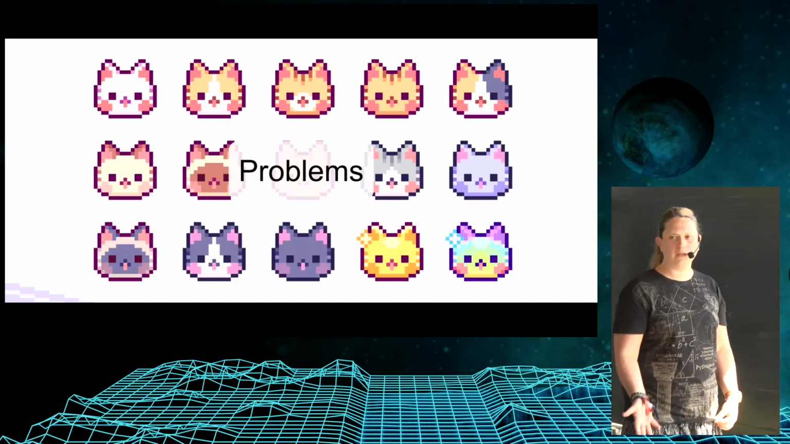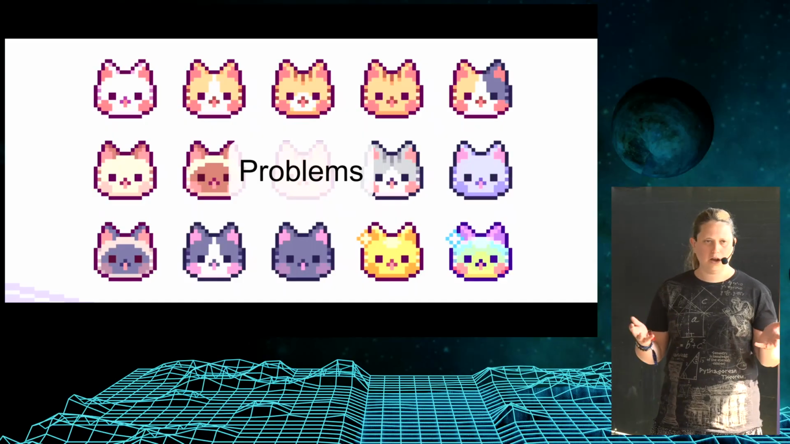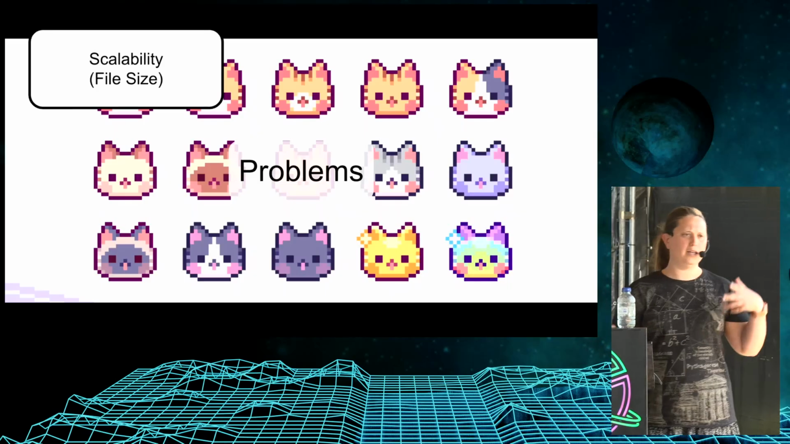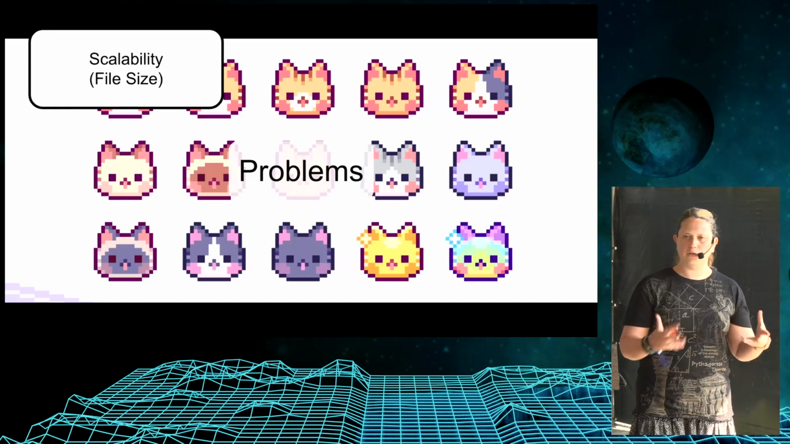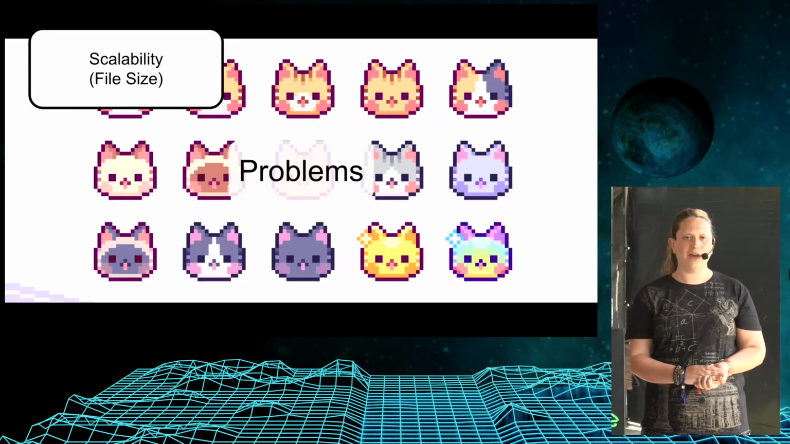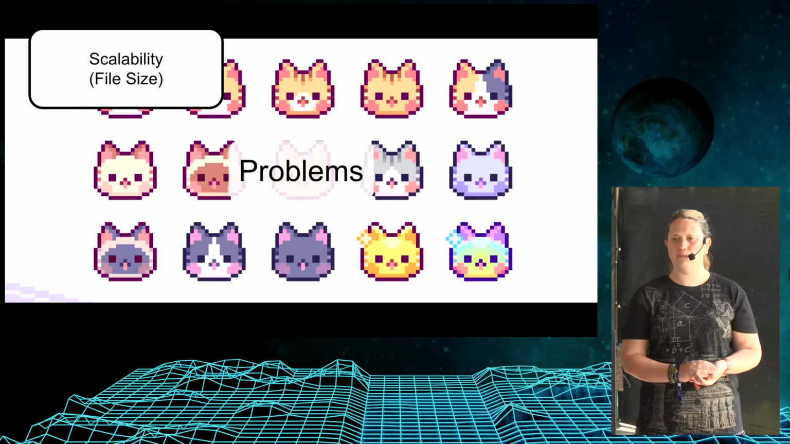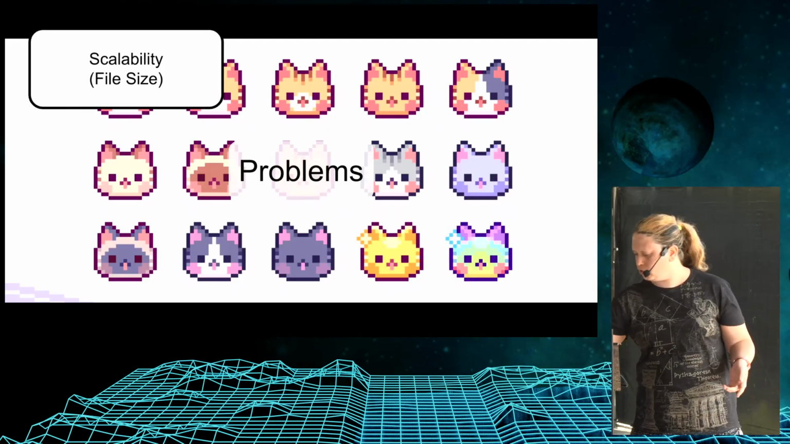What are the problems with this approach? We have several issues that we can think of. We have a lot more, but we'll start with these. We have scalability in terms of file size. If we have a very good image that is very high definition, the file might be very big because we need to represent a lot of pixels if we want to actually have this high definition.